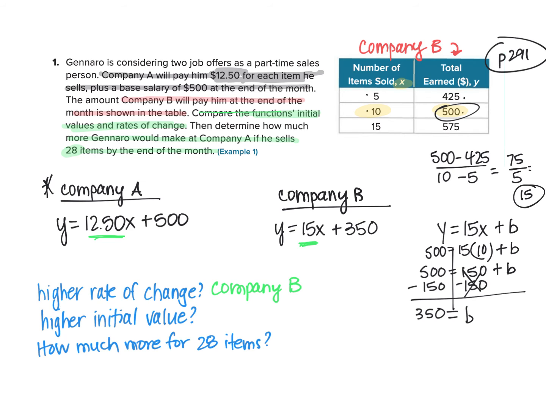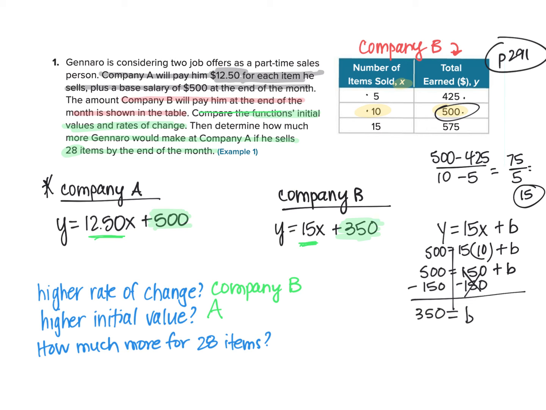Okay, they are $15 per item. The other one's only $12.50 per item. The higher initial value, well, that would be the higher y-intercept. This one, he had a base salary of 500. This one, 350. So it looks like Company A would have the higher initial value, and then how much for 28 items.